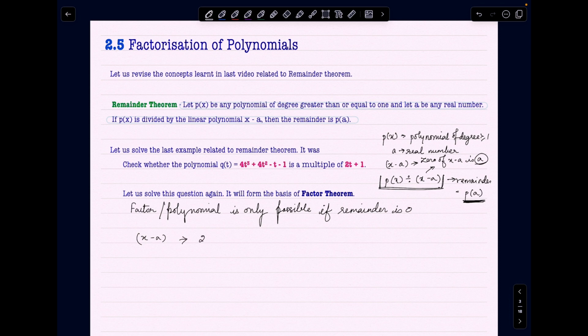It is written 2t plus 1. Okay, so how are we going to solve that? Instead of x minus a, we need the zero of 2t plus 1. The zero of 2t plus 1 is what? Minus 1 by 2. This thing I have already told you in the previous lectures also.